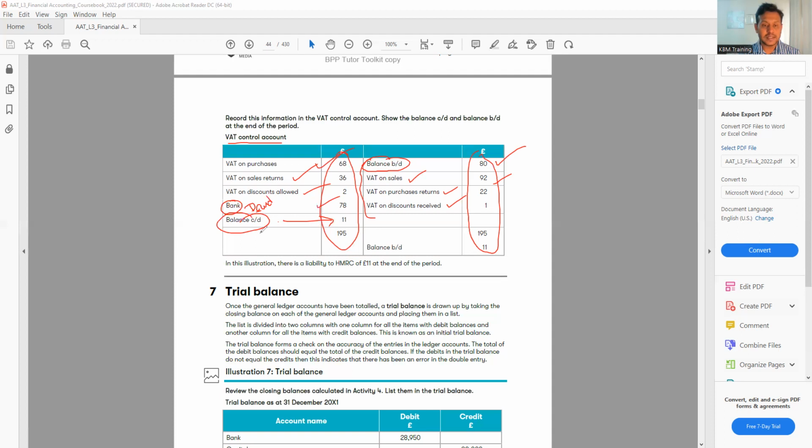So whatever is the balance c/d, the same amount will be the balance b/d. Whatever is the closing balance for this period is the opening for the next period. So this is the formula or format we have to remember for our VAT control account. Let's move to the next one.